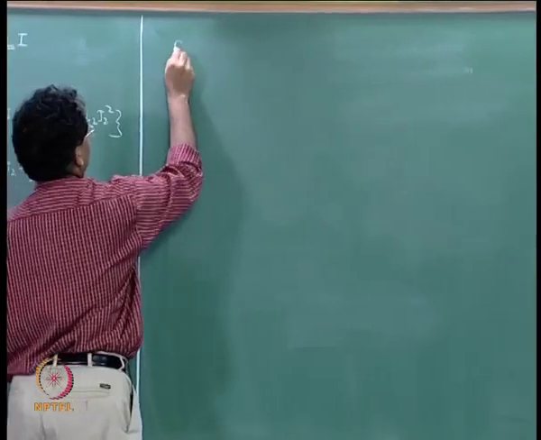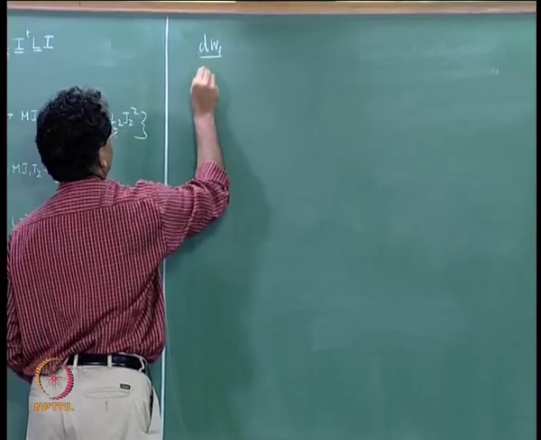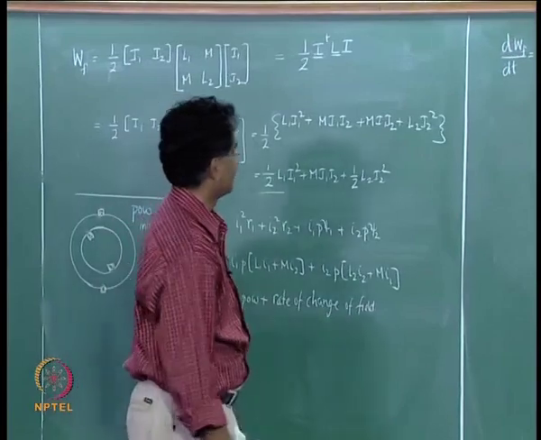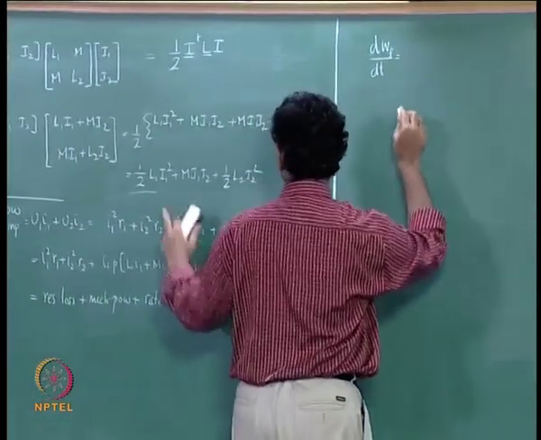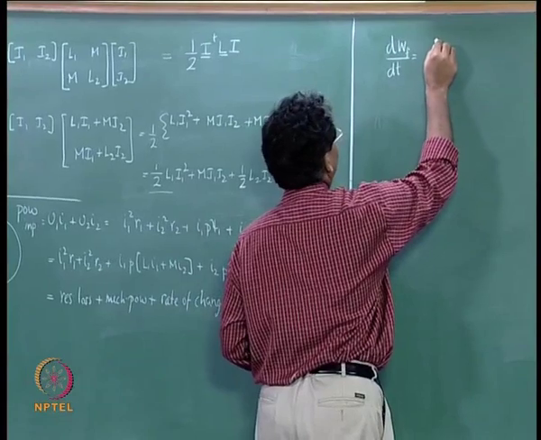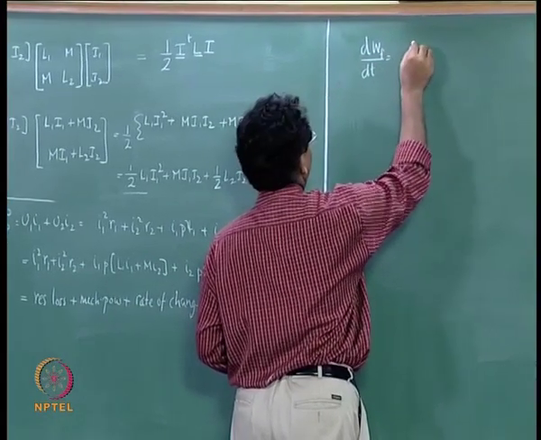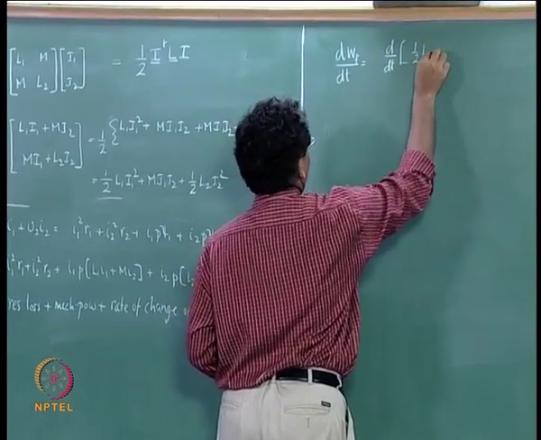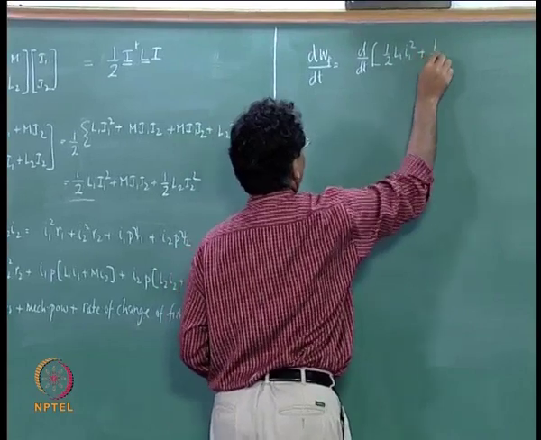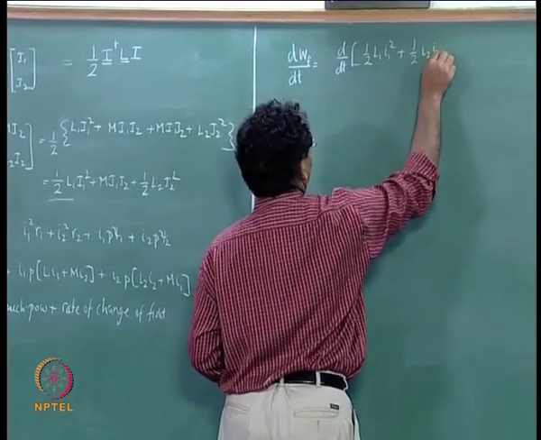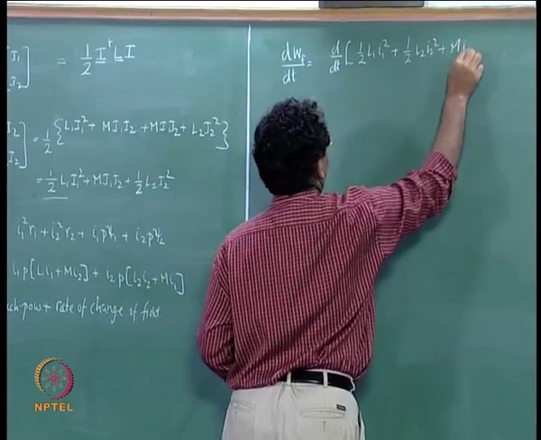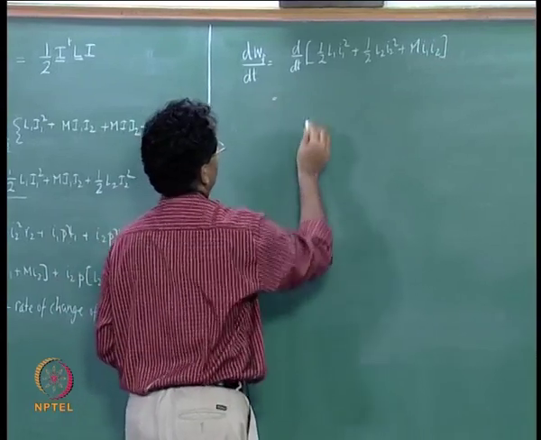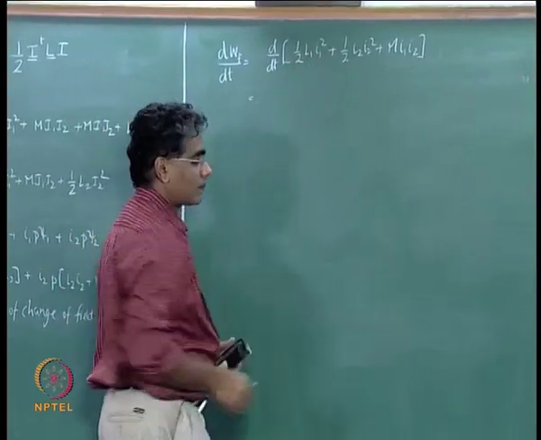The rate of change of field energy is dWf by dt. We are differentiating this expression. The first term would give us d by dt of half L1 I1 square plus half L2 I2 square plus m into I1 into I2. So this then gives us the derivative of this.